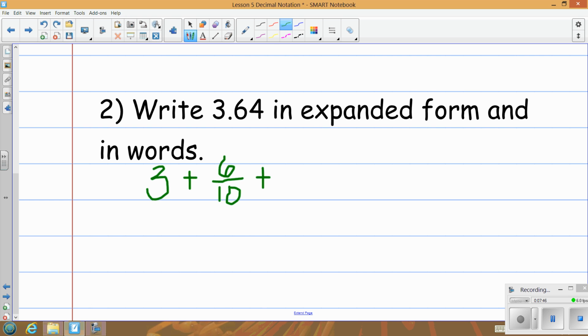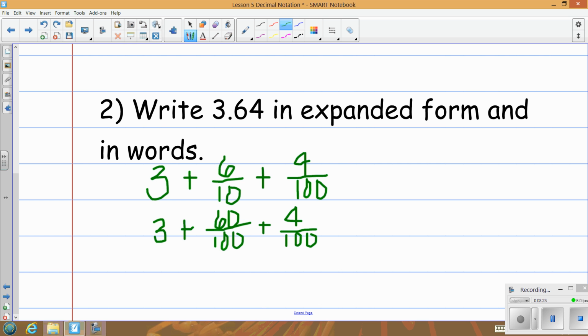And the 4 needs to go over 100 because it's in the hundredths place. Again, if I want to convert my fractions so that they all have the same denominator, I would write it like this: 3 plus, you take the biggest denominator, which is 100, and you take all of the other fractions and you rewrite it like that. So in order to make this 10/100, I'd multiply by 10, which means I would have 60 on top. And then the 4 is just going to stay.